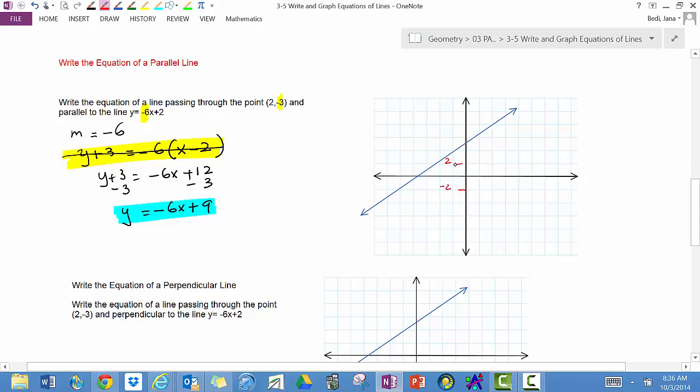Now, that would be -4. So my first point is 2, -3, and my slope is -6, so I would go down 2, 4, 6 over here and over 1. Note my x is still a 1, so my line is going to be, and I'll draw it as straight as I can.